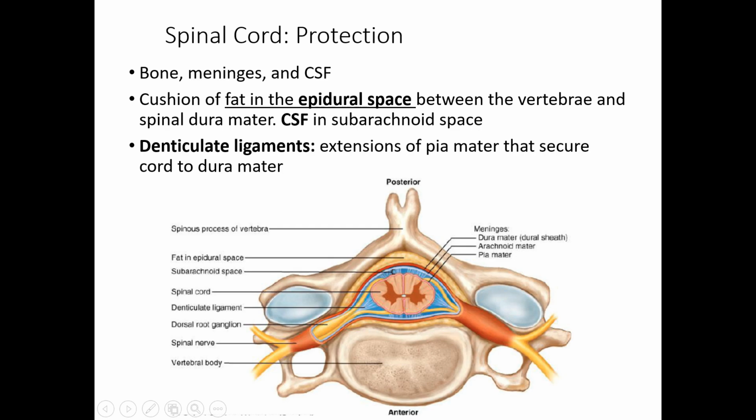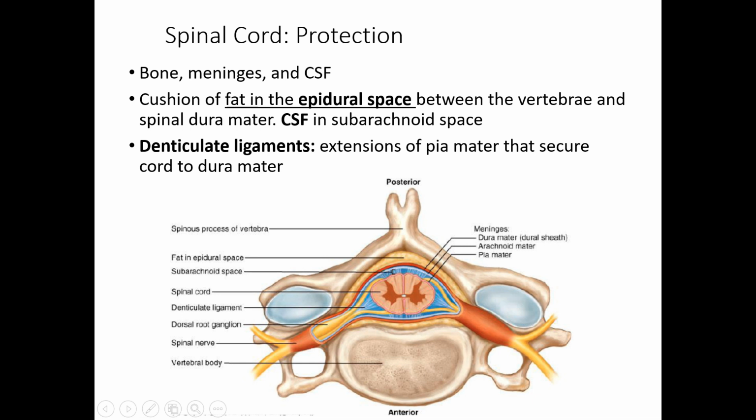How is the spinal cord protected? First of all, let's look. That is a vertebra. That's the vertebral body. That's your spinous process. And between them is the vertebral foramen. Together, all vertebral foramina make a vertebral canal. Inside of that vertebral canal, here it is, that is the spinal cord. The spinal cord is well protected right here.